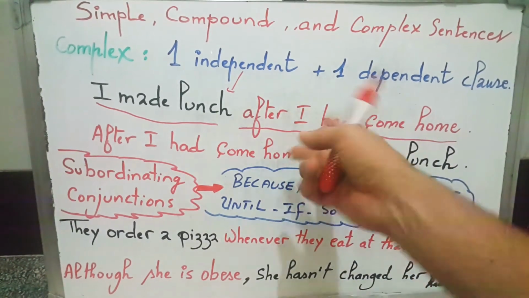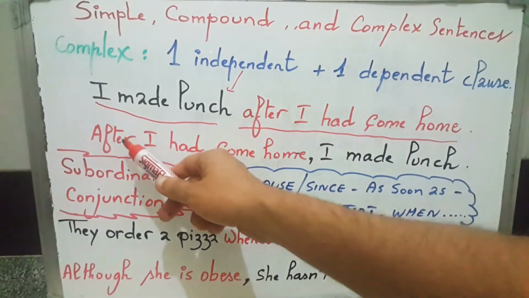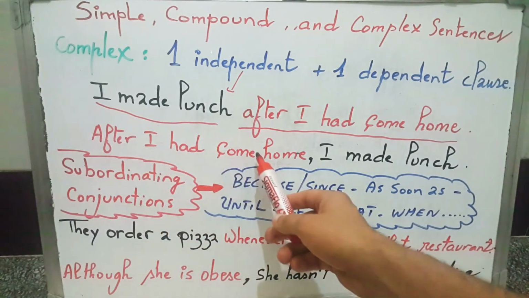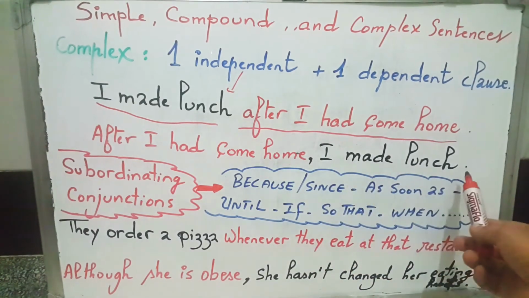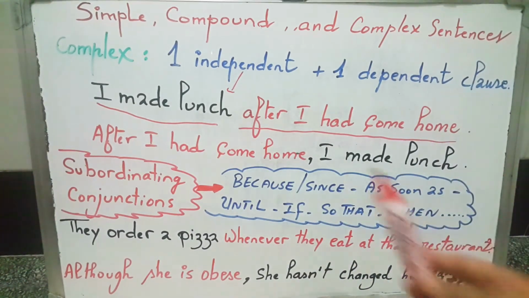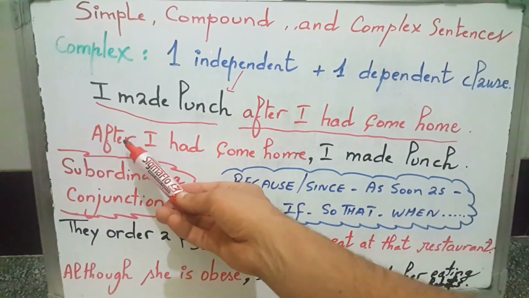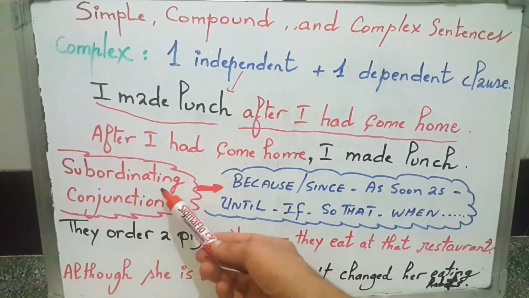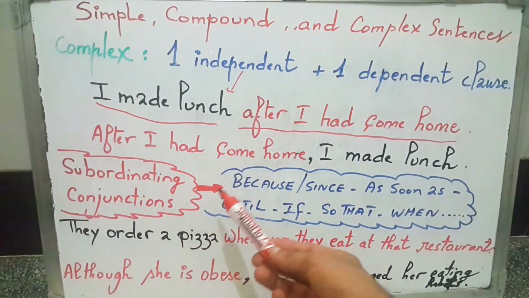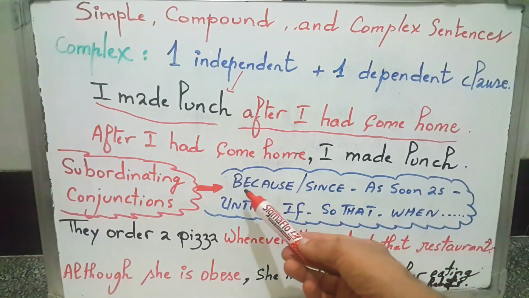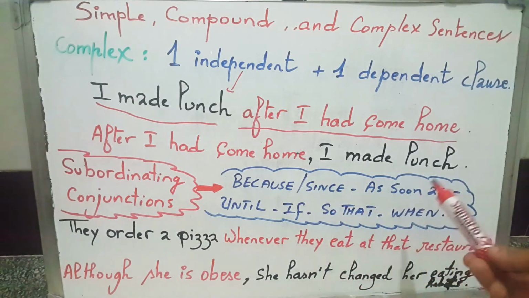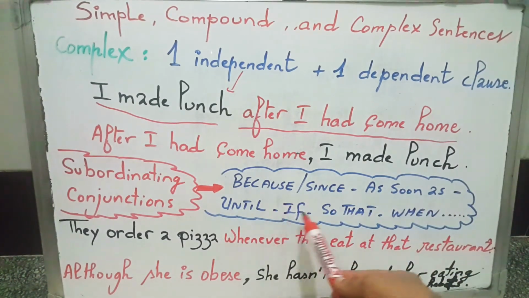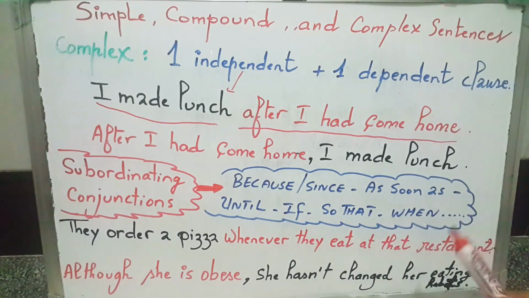This clause can be reversed, starting with the word after. After I had come home, but here we need a comma, I made lunch. So we start, as I said, with the word after, which is a subordinating conjunction. So these are some common subordinating conjunctions: because or since, as soon as, until, if, so that, when, whenever, etc.